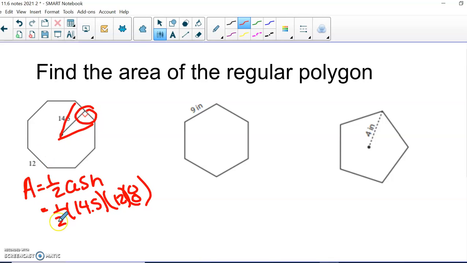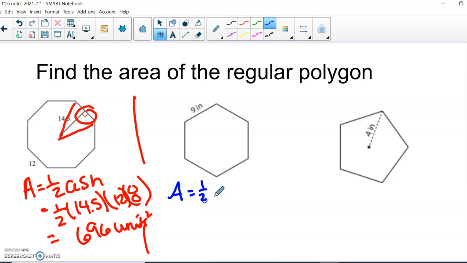And we could see the area of this polygon is 696 square units. You know it's not going to be that easy every time. We're going to start taking some of that information away from you. So the first thing I like to do is write my formula. So I have area equals 1/2 ASN, and then I substitute what I know in.